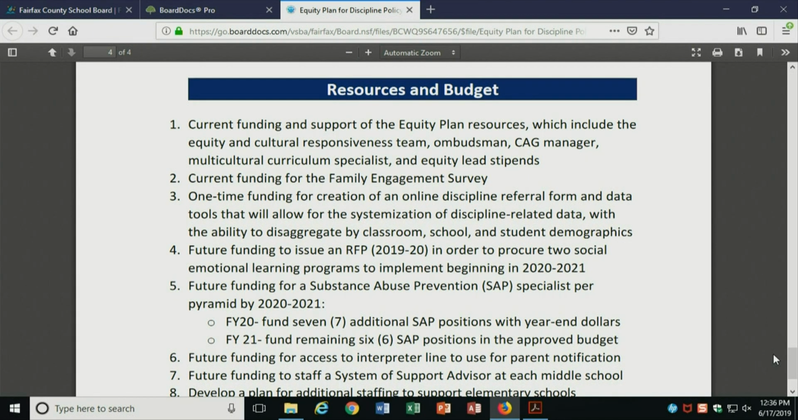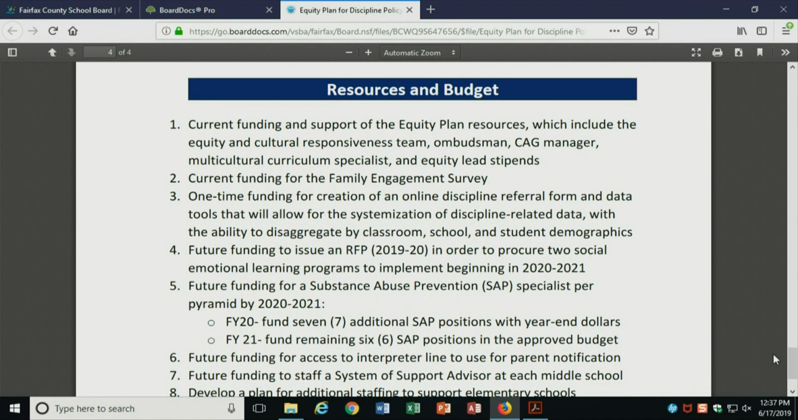Number 3 is one-time funding, and we don't know what that is. Mary Beth Loveklass and her team are looking at what that might look like, so we would have to bring that back to you. But one-time funding for what it would take to create an online discipline referral form and the data tools that we do need if we're going to have a system-wide view of discipline data that goes beyond out-of-school suspensions. If we want to look at what that is, school by school, classroom by classroom, we need to have some systemic way to do that. Number 4 is on consideration.